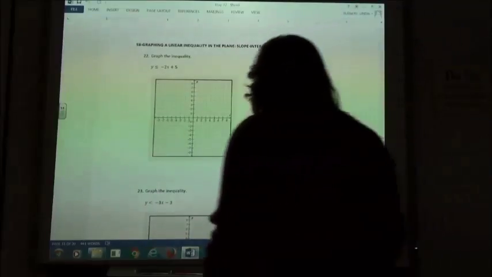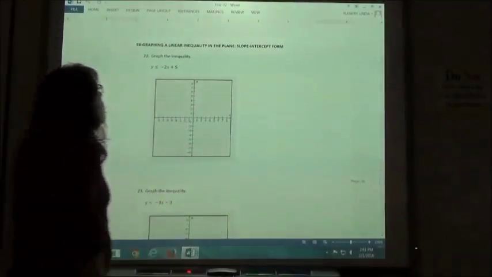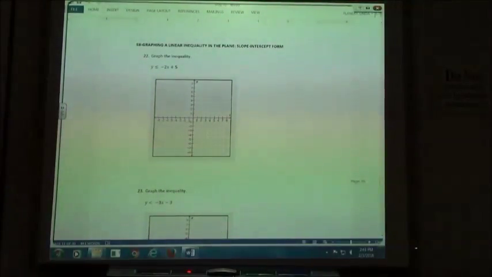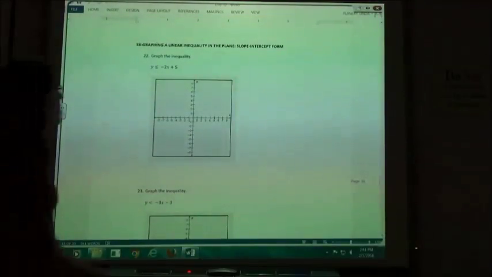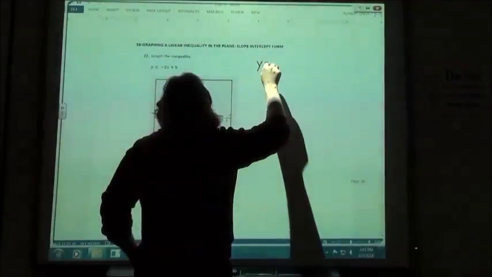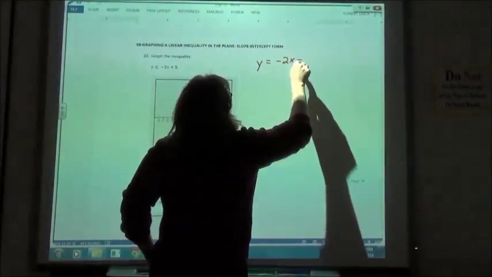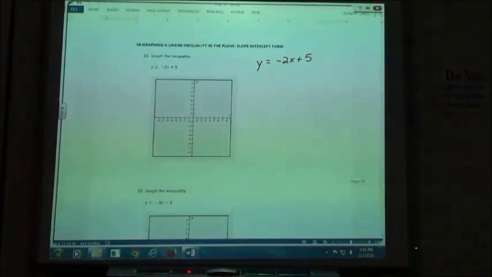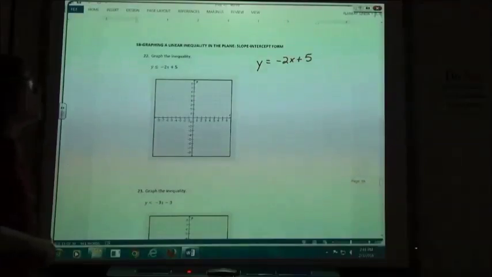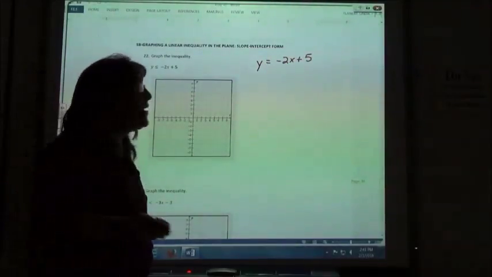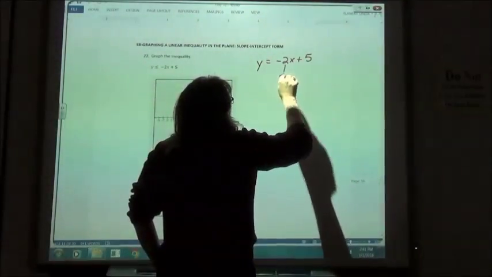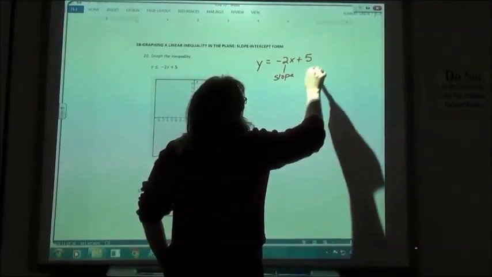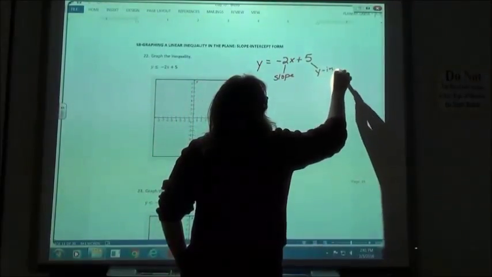Continuing on in chapter 8 here, we're now going to graph some inequalities. So when you graph an inequality, you always start out by graphing it as if there were an equal sign there. So I'm going to graph y equals negative 2x plus 5. Going way back to when we did graphing, we probably decided that instead of making a table, just using our slope and our y-intercept is a quicker way to graph. So that's my slope. That's my y-intercept.